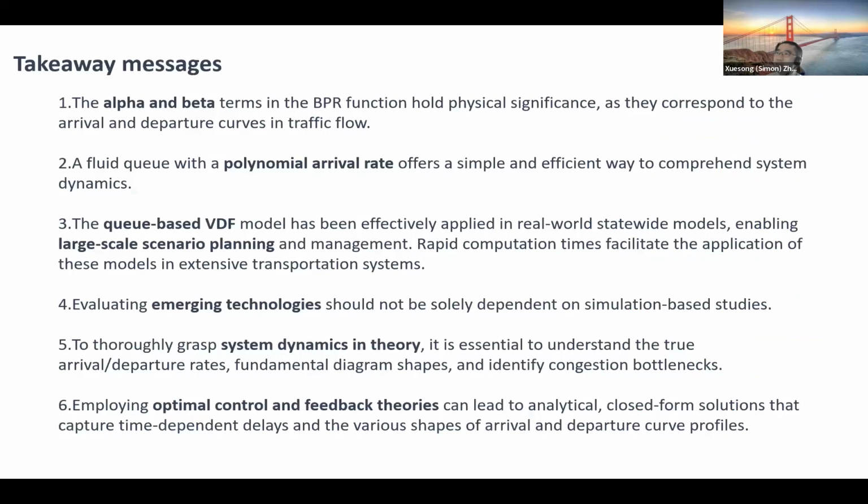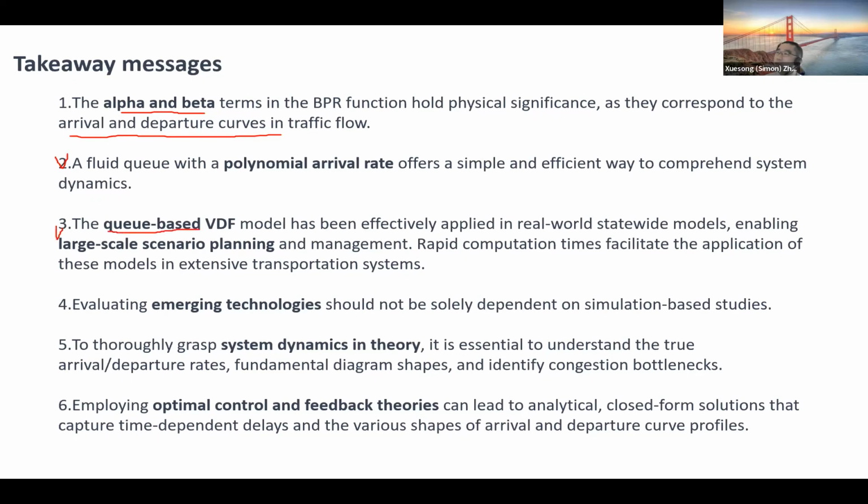So my takeaway message today is, number one, the alpha and the beta that turn out from my discussion, you might see they do hold some physical significance, and they really correspond to the arrival and the departure curve in traffic flow. Number two, I'd like to highlight that the polynomial arrival rate offers a very simple but very efficient way to understand traffic flow dynamics. And if you understand the Kalman filter, you understand the polynomial is a very simple way for us to enable system dynamics representation.